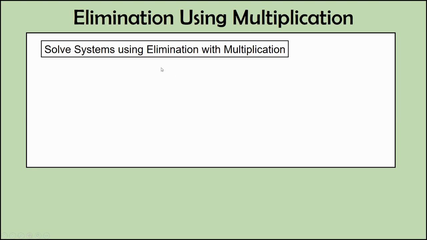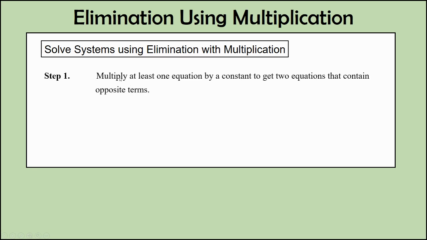Now, the next thought is what happens if we're given a system and we don't have x's or y's that are the same or opposites? Well, what we do then is we create them. We're going to manipulate the equation. We're going to multiply one of the equations by a positive or negative number so that I can create opposites. Then I pick up and do what I just got done doing.